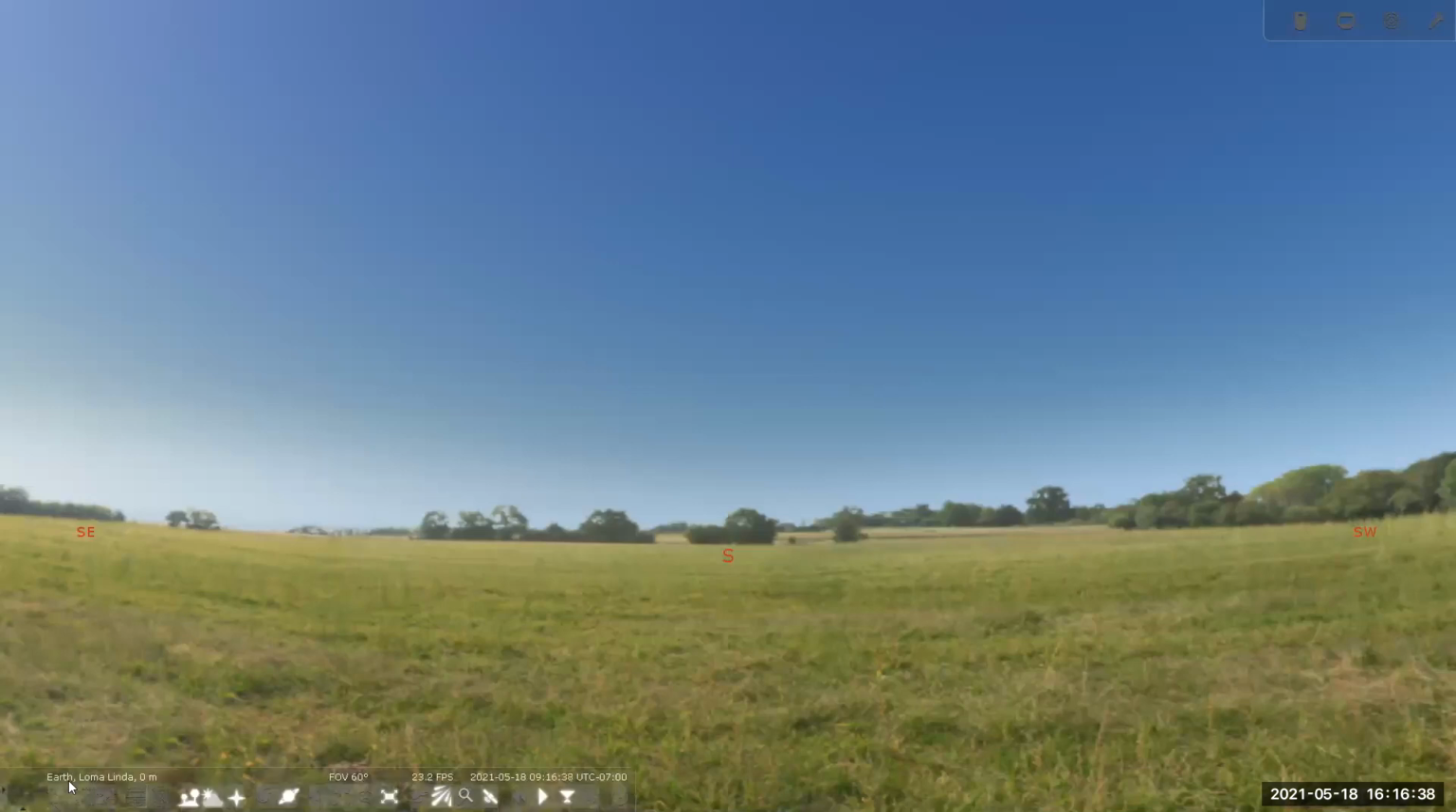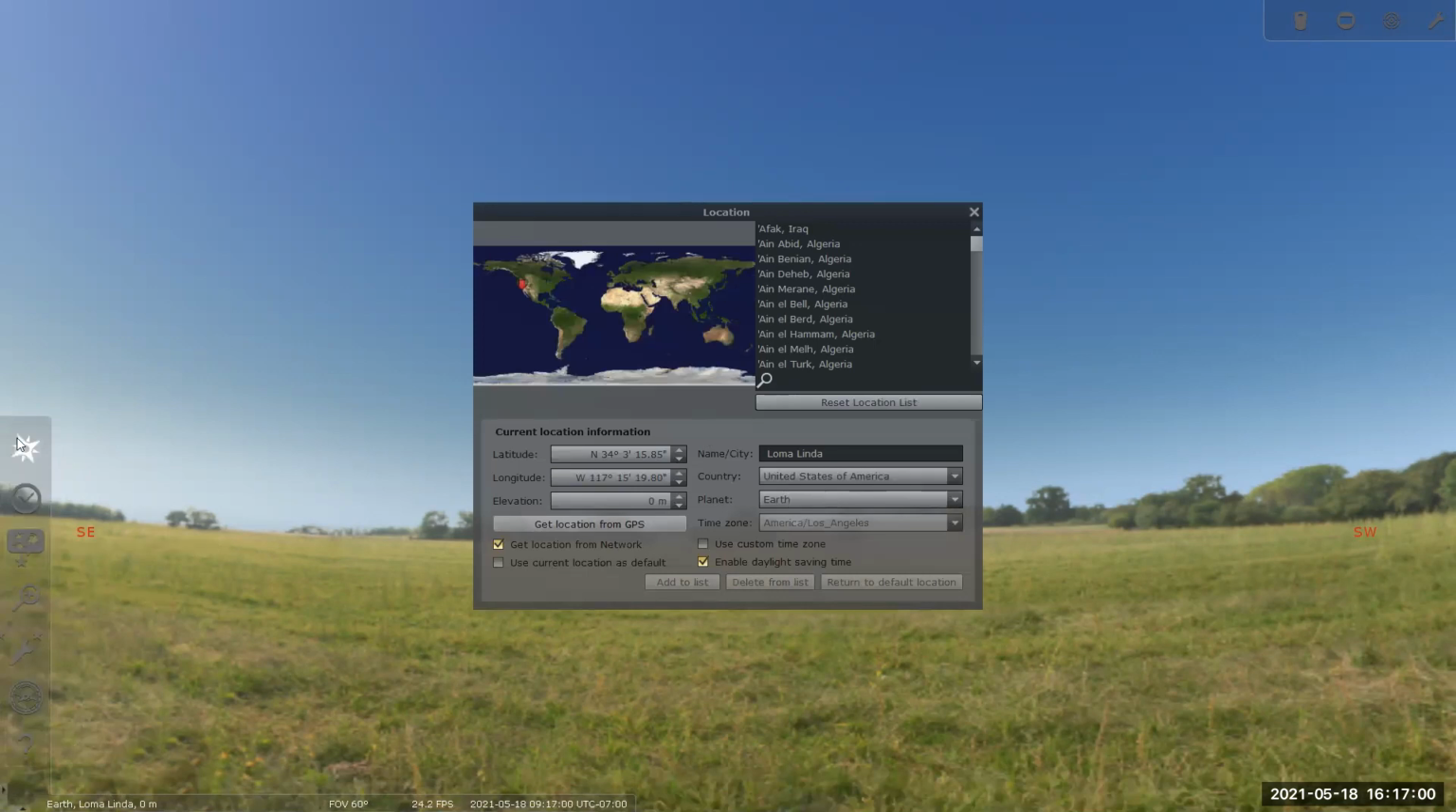As you can clearly see at the bottom here, it says Earth, Loma Linda, 0 meters, because it actually knows where I am. So if I want to, I could change the location to a different place. You have to use your mouse here and find where you are. Right now it points to exactly where I am. You can look for, I don't know, Norco. So it found it. If you are in Norco or in Riverside, you can find your location.